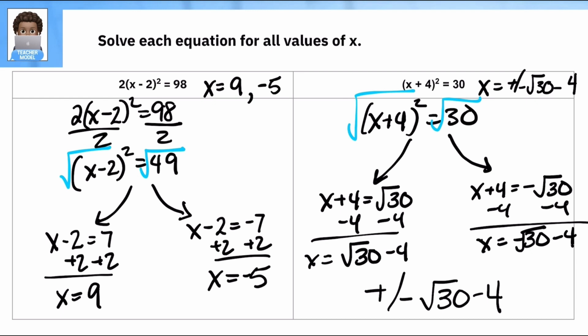You have your checkpoint coming up. You have your purposeful practice. Get that in and try and get those questions answered throughout the practice before you get your exit ticket.